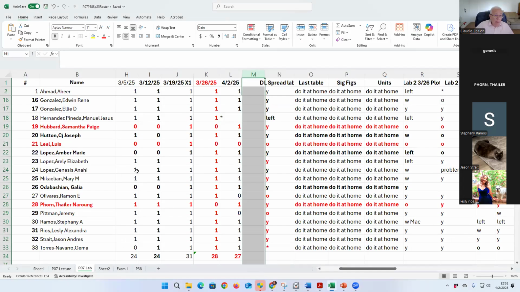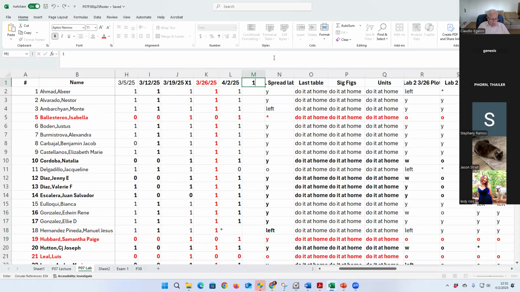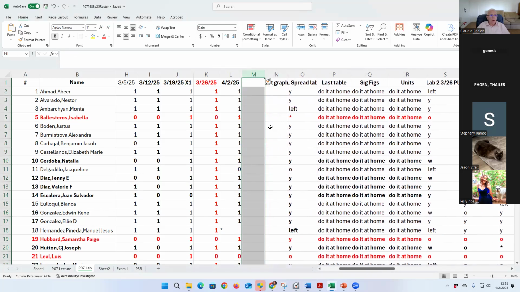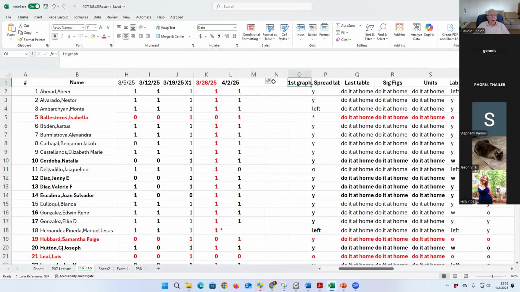Okay, right here, and so I'm back. I want to know if you have plotted the first, second, and third graphs, okay? Graph 1, 2, and 3.